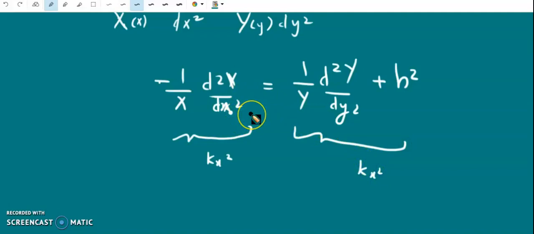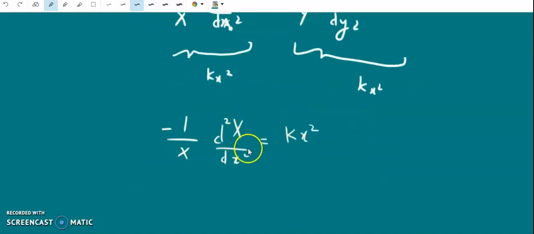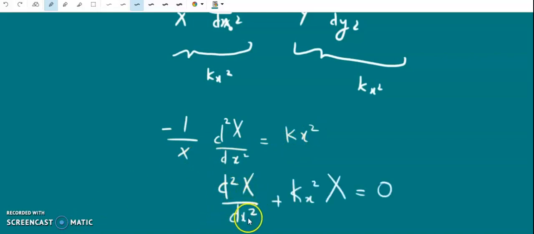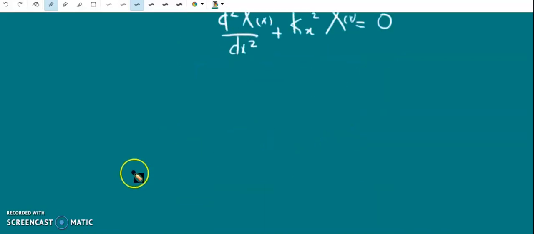So we get two ordinary differential equations. LHS is equal to kx² gives one equation, and RHS is equal to kx² gives another equation. So LHS equal to kx² gives this equation, and multiplying each and every term with capital X and rearranging the terms, we get d²X by dx² plus kx² X is equal to 0. Please remember that capital X is a function of small x alone. This is our equation.